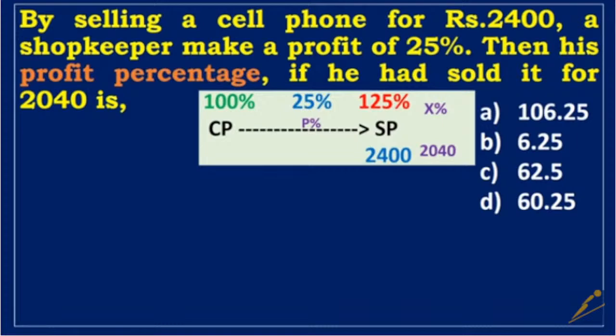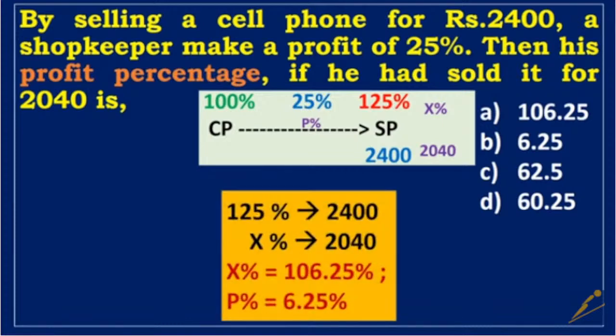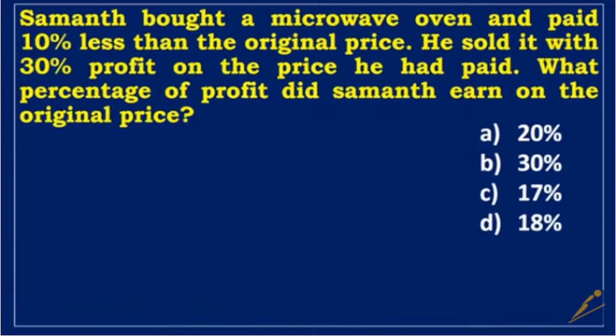To get the new SP percentage, we must first construct two equations, where 125% is 2,400 rupees. X% is 2040 rupees. By cross-multiplying the terms, we can obtain the X percentage, which is 106.25%. Subtract 100% from 106.25% to obtain profit percent, which is 6.25%.